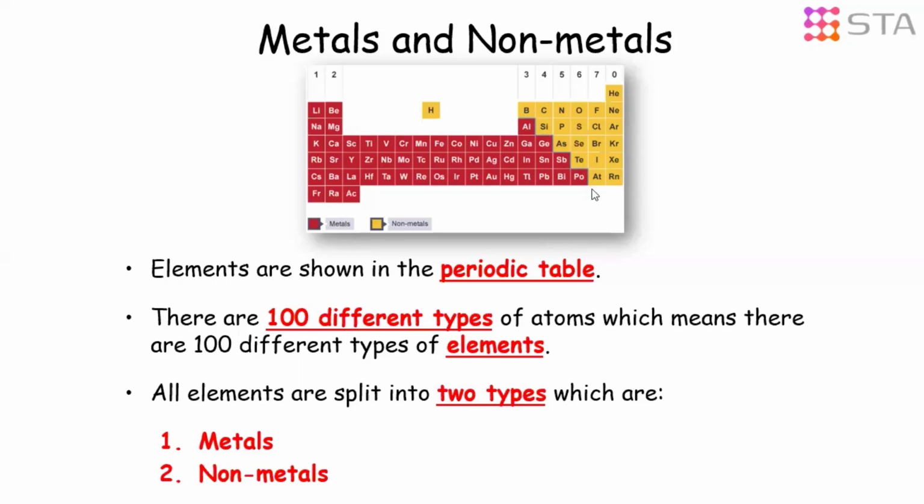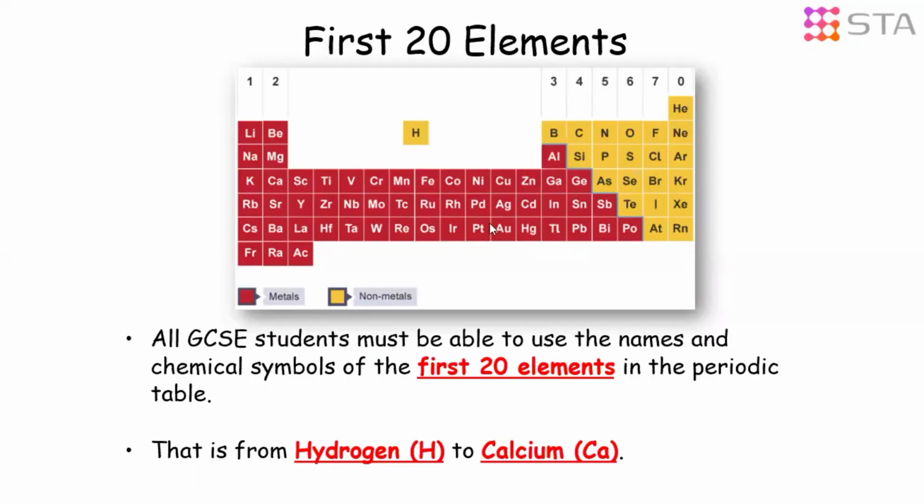And you do need to learn where this staircase is, because this will help you in the exam to identify where the metals are and where the non-metals are. Okay, so please learn this staircase. And we can clearly see that there are a lot more metals on the left hand side of the periodic table than non-metals.